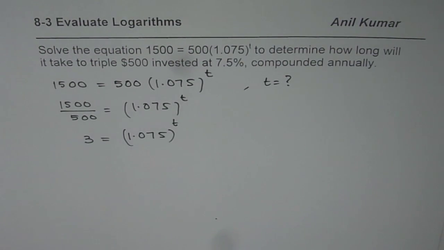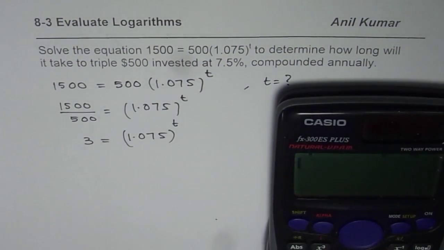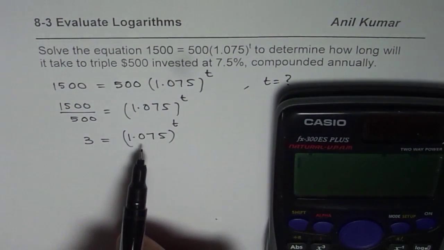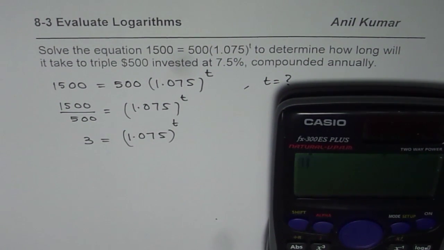Well, a couple of ways. Those of you who do not know how to use logs, how will they do it? They will estimate the answer: 1.075 to the power of some number. Let us say we write the number 10. So we see how much, 2.06. So that is lesser. So we can say 1.075 to the power of, let us say, 15. And then there's 2.95. So not bad. 2.95 is good enough.